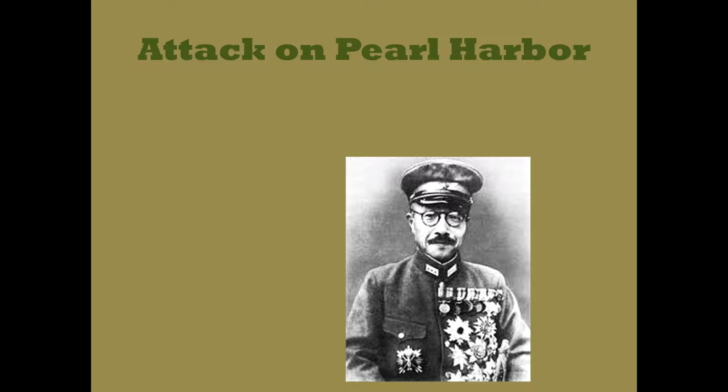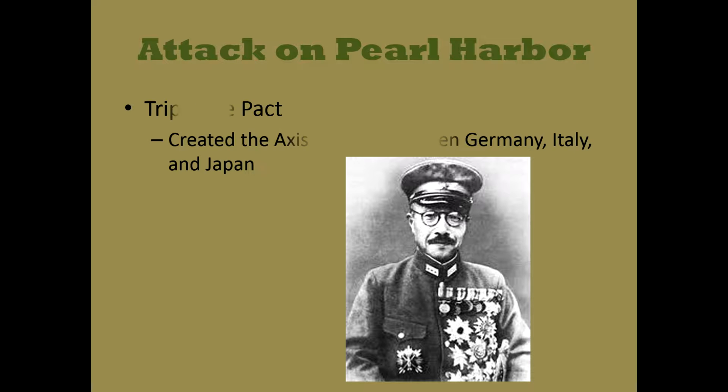So first thing for the attack on Pearl Harbor, if you remember, we talked about Japan had been militaristic in the past and leading up into World War II, and they were expanding in Asia. They were taking over some of the smaller island countries, and they had already invaded China and some other countries in Asia. Well, in 1940, Japan entered the Tripartite Pact, which officially created the Axis alliance between Germany, Italy, and Japan.